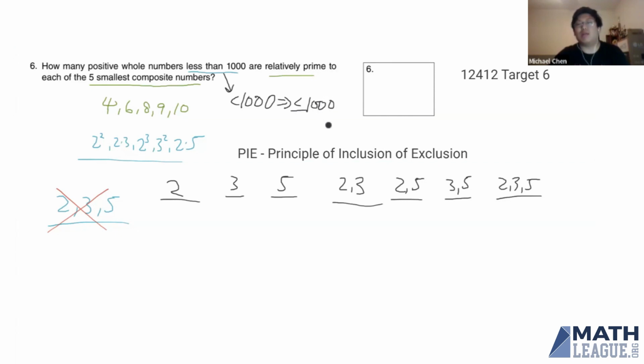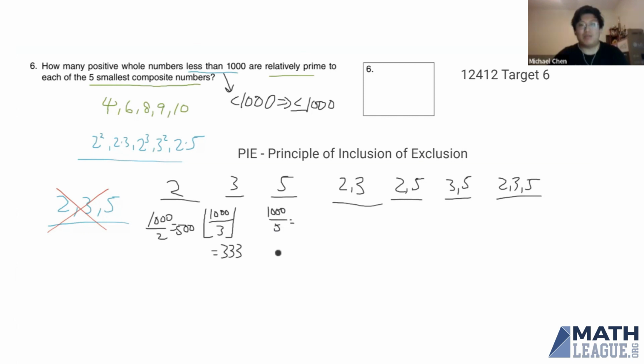So if we just go to 1,000, it makes our life a lot easier, because we can say the number of positive whole numbers less than or equal to 1,000 divisible by 2 is 1,000 over 2, which equals 500. For 3, we take 1,000 over 3, and we take the floor of that. The reason we take the floor is because we can't have a fractional number of numbers being divisible, being relatively prime. So the next one, we have 1,000 over 5.